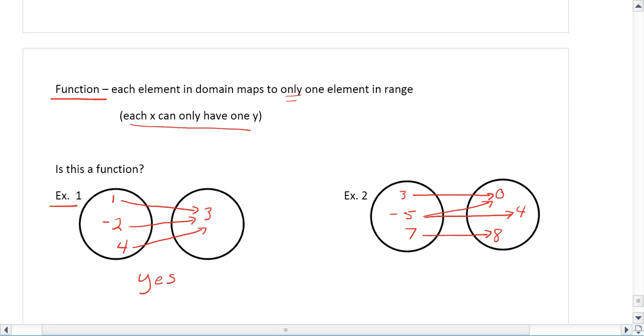So now look at example 2. Does this one represent a function? Well, 3 maps to 0, so far so good. But here we have a problem. This -5 is mapping to the 0 and to the 4 in the range. And so it's the -5 that is breaking the rule. So here we would say no, this is not a function.